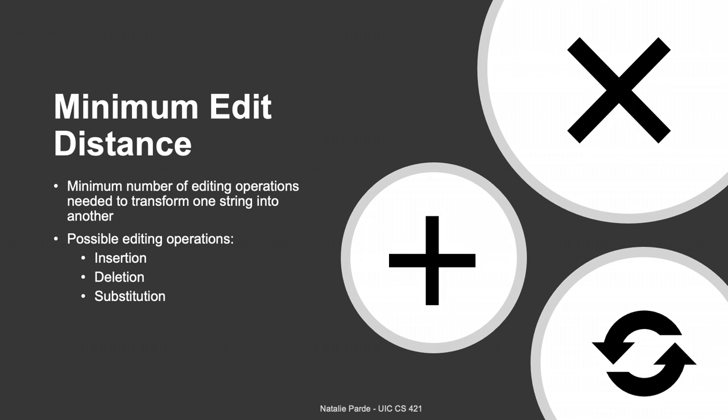Specifically, edit distance computes the number of editing operations that are needed to turn one string into another. The minimum edit distance finds the smallest number of edit operations needed to do this with a given pair of strings. Possible editing operations include insertion, deletion, and substitution.